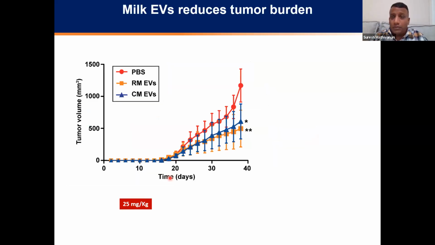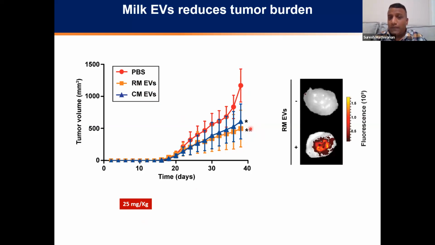However, it was opposite to our hypothesis. You can see the PBS alone data here. This is the tumor volume, but the moment we gave raw milk and commercial milk EVs at 25 mg per kg to these mice, you can see the tumor burden was significantly reduced. This effect was also observed when we looked at whether these EVs are reaching the tumor, and you can see here the EVs are indeed reaching the tumor, so this could be a direct effect as well.